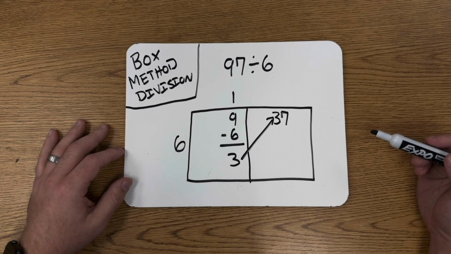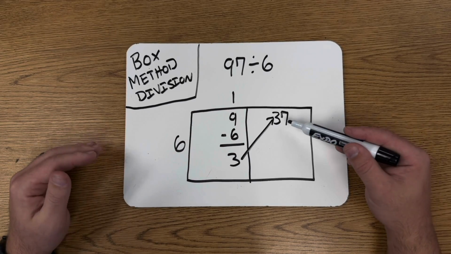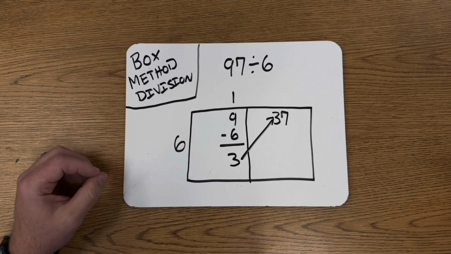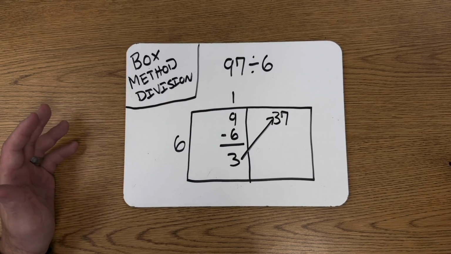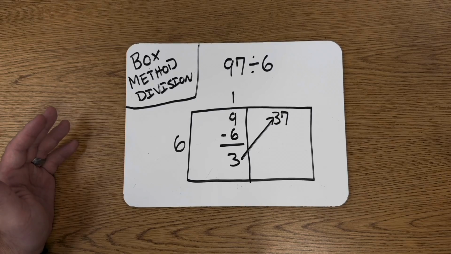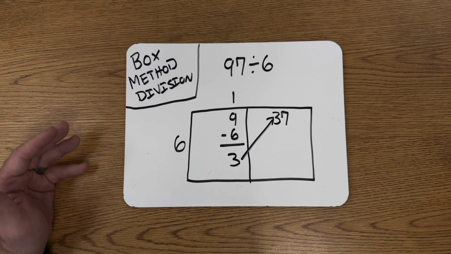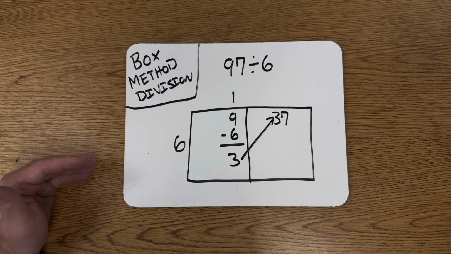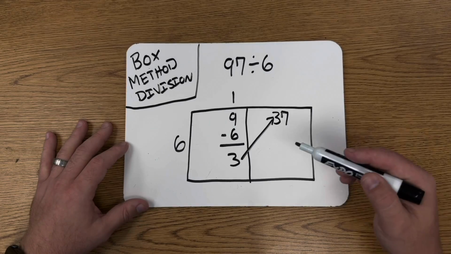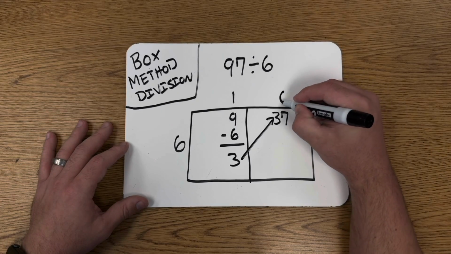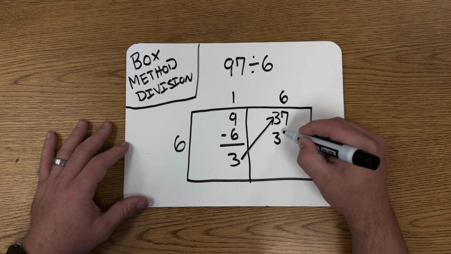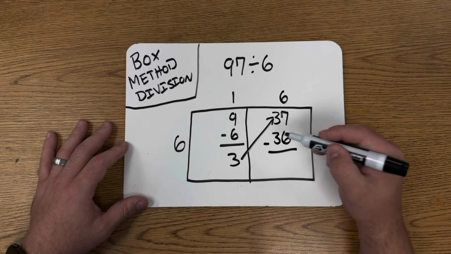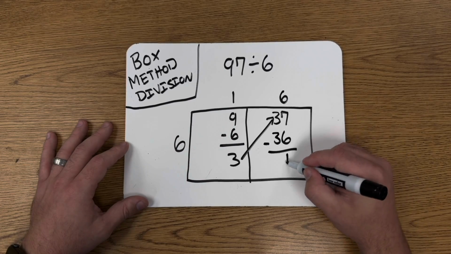I'm going to ask myself, what times 6 gets me as close to 37 as possible? So I think of 6 times 5. Well, 6 times 5 is 30. What about 6 times 6? 6 times 6 is 36. And if I go to 6 times 7, I get 42, and I know that is too far. So my closest was 6 times 6. So I'm going to go up here and write 6, and put 36 here, and then I'm going to subtract. 37 minus 36 is 1.